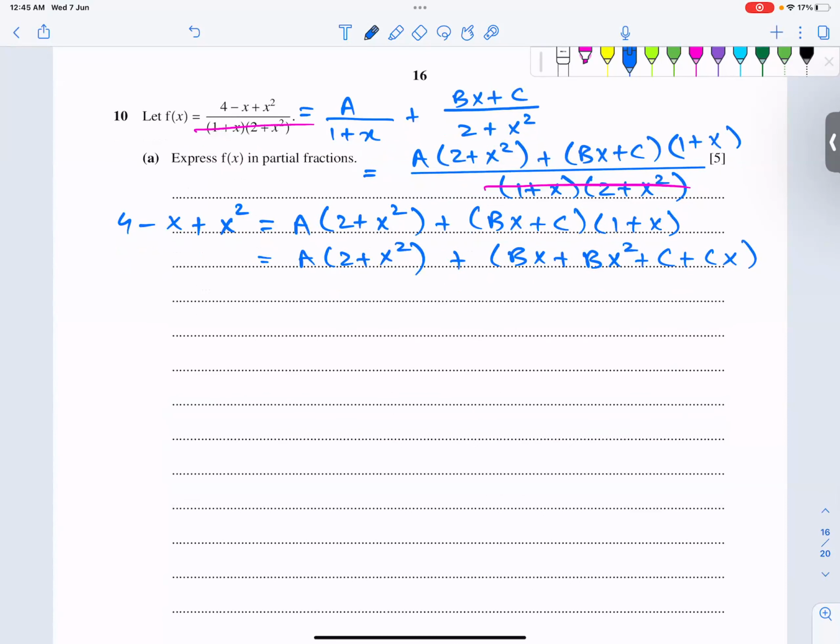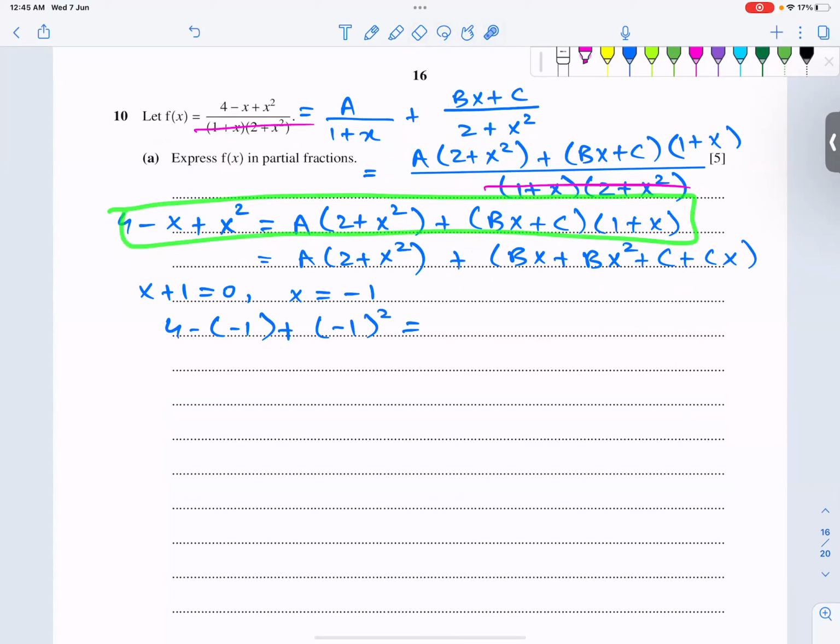Further, put x plus 1 equal to 0. This will give you x equals minus 1. Put this value above. This will become 4 minus minus 1 plus minus 1 square. And on the right side, you will put in this equation. This equation will become 0 because of x plus 1.